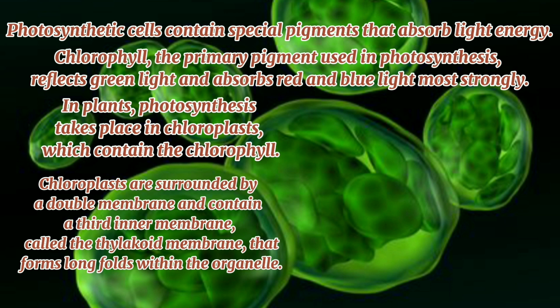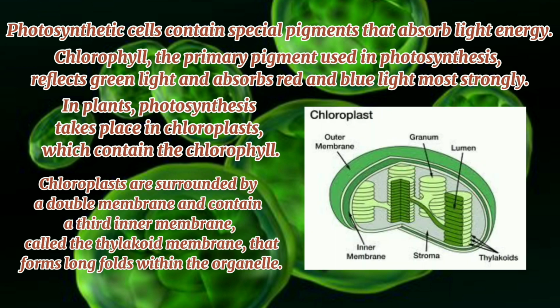Photosynthetic cells contain special pigments that absorb light energy. Chlorophyll is the primary pigment used in photosynthesis. It reflects green light and absorbs red and blue light most strongly. In plants, photosynthesis takes place in chloroplasts, which contain the chlorophyll.